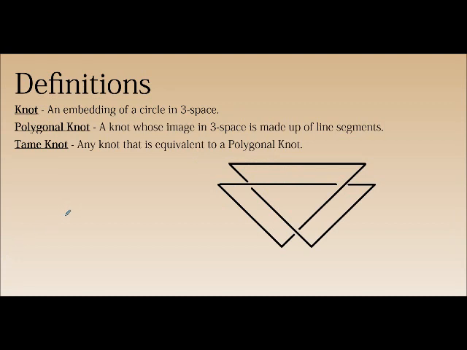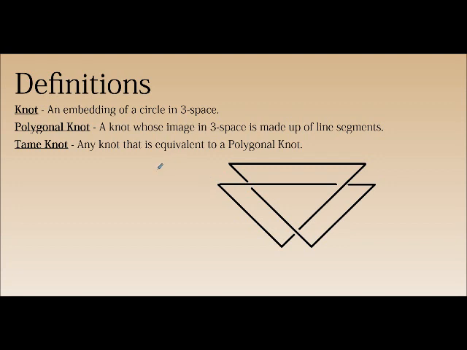For some of the other knots that I learned about, and they will come up later in what we talk about, the first one is a polygonal knot, a knot whose image in 3 space is made up of straight line segments. This is an image of that knot that we just saw on the previous page. The trefoil knot is the name of it, and this is what it looks like as a polygonal knot.